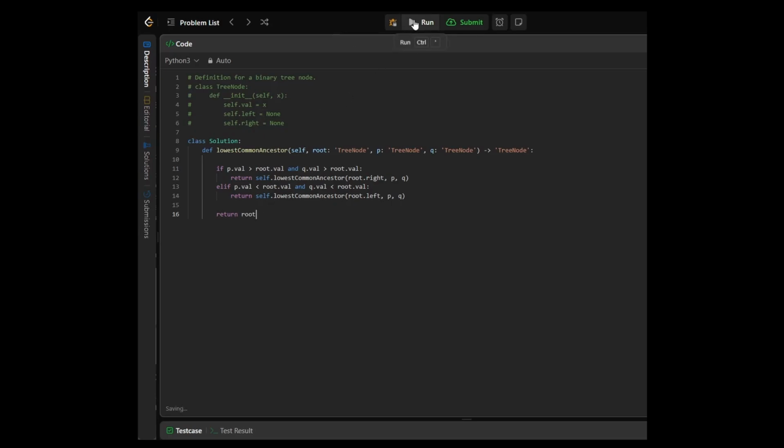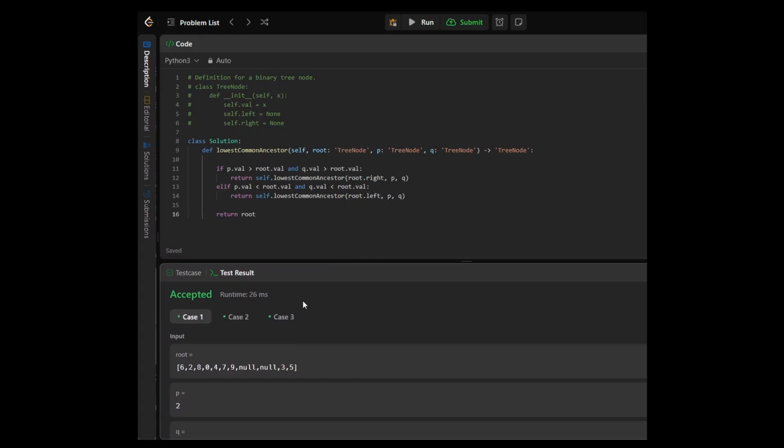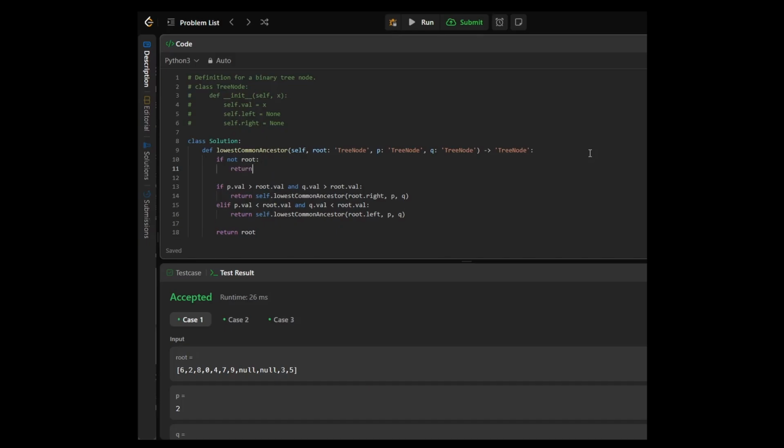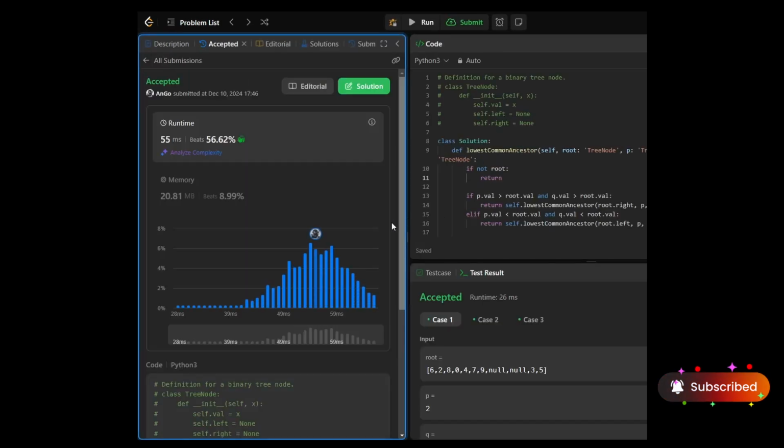Let's try to run this code. It's passing, but we are missing a condition. What happens when we reach the leaf node? We should make sure we are not going beyond the leaf node. So we can say if not root, we can return from over here. Let's submit this code. It's passing.